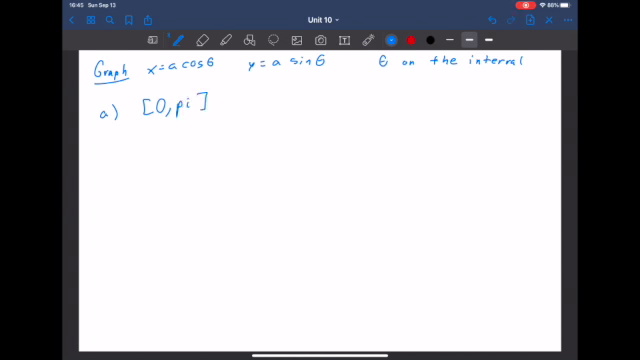Okay, so what would that look like? We'd have the initial point would be a comma 0. That's plugging in theta equals 0 into our equation. And the terminal point would be negative a comma 0.